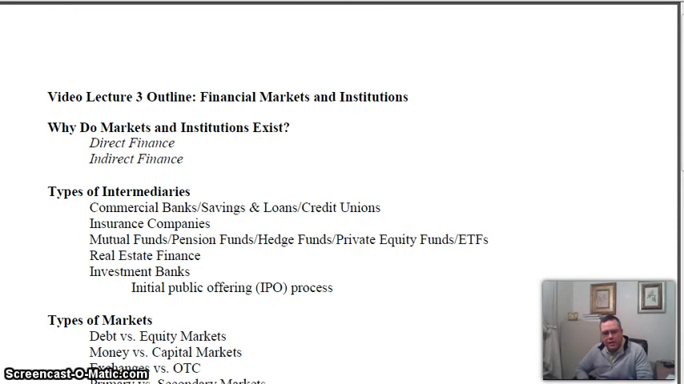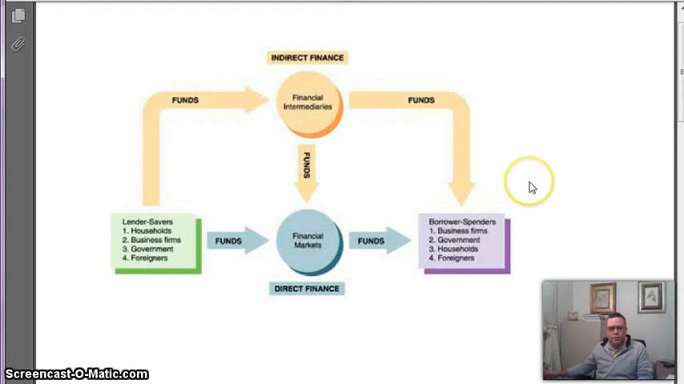There's two types of finance, what's called direct finance and indirect finance. Direct finance is when there's a direct face-to-face interaction. It doesn't have to be face-to-face, but there's a direct transfer from the lender to the borrower. Indirect finance is much more common, which is there's a middleman involved. So there's some middleman out there that takes and pools the money from all of the lenders or savers and then transfers it to the borrowers.